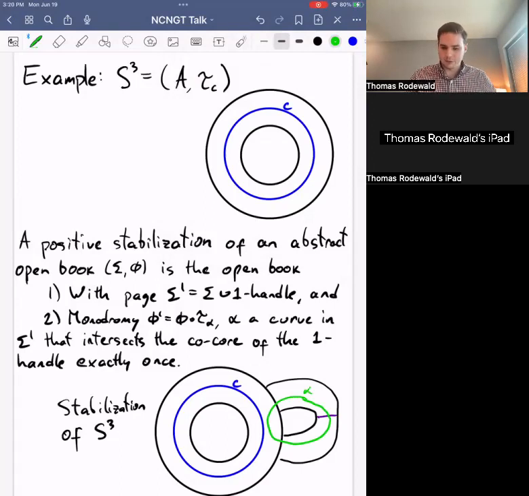That's one positive stabilization. You could also have it go around here. But the point is that you attach a one handle, and then you do a positive Dehn twist about a curve that's intersecting the co-core of the one handle exactly once.